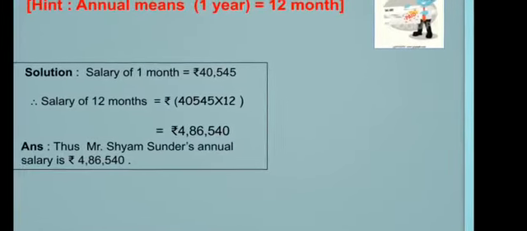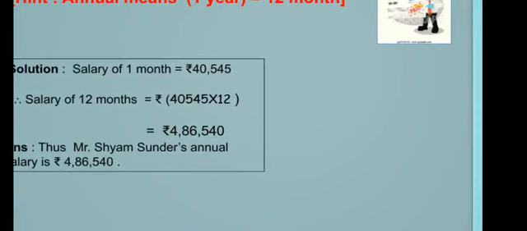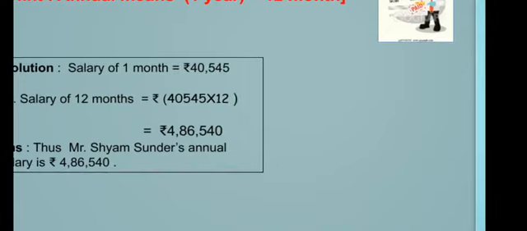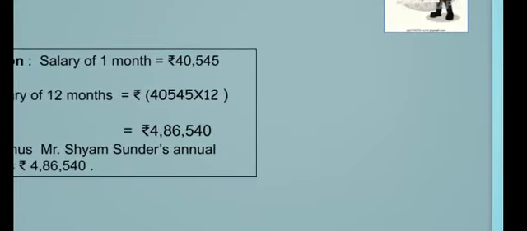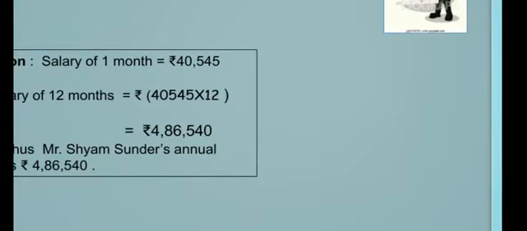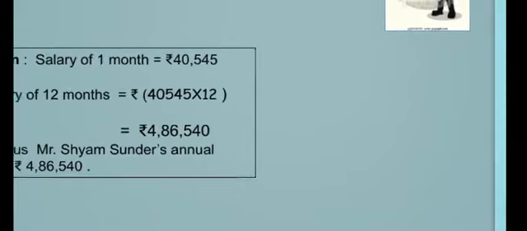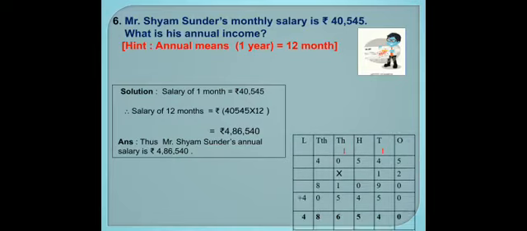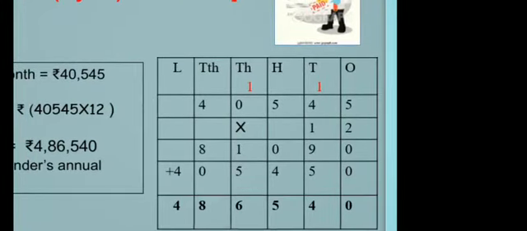So in this solution we are mentioning here the salary of 1 month, which equals rupees 40,545, and the salary of 12 months, which equals 40,545 multiplied by 12. The final answer we get is rupees 4,86,540. But this answer we need to get by proper working. So this is the working over here. You can check the working for getting the correct answer.